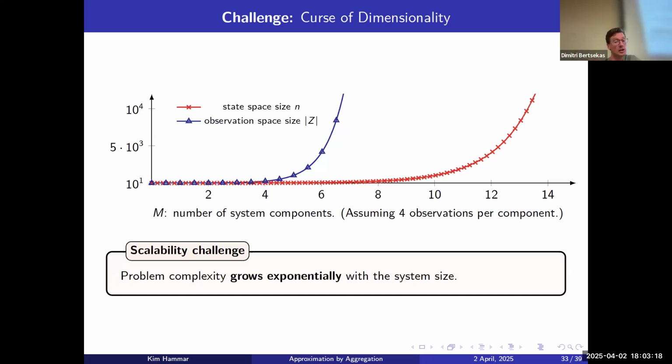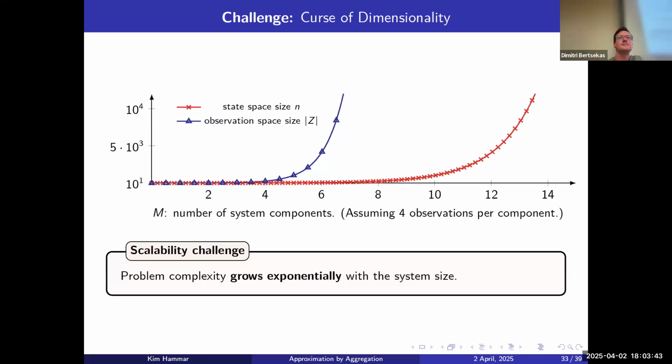And this is really problematic because this means that these kind of problems you cannot solve them for any non-trivial system because you're going to have much more than 14 components. And that's why aggregation is a very appealing approach to try to approximate these kind of problems. And that's exactly what we are going to do next.